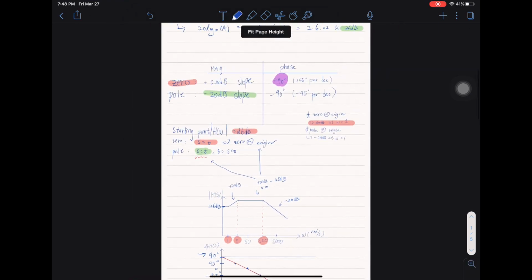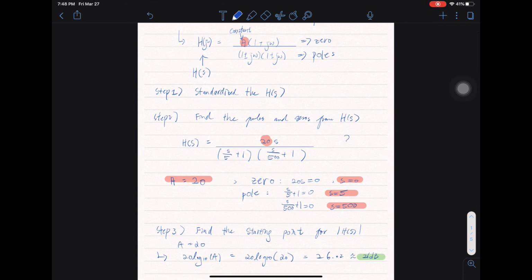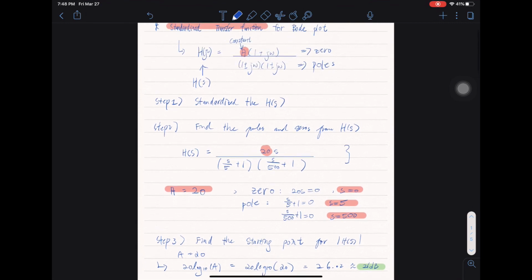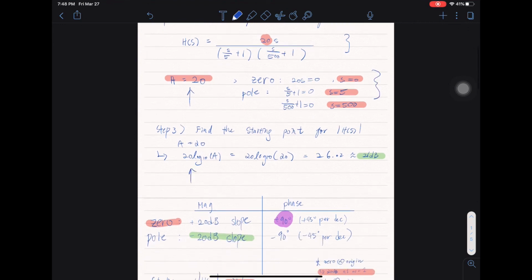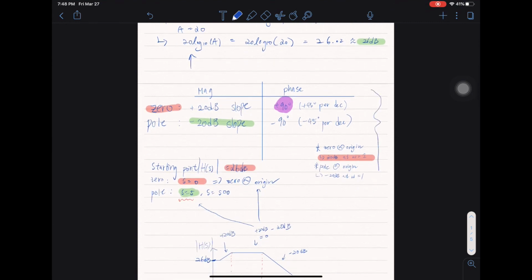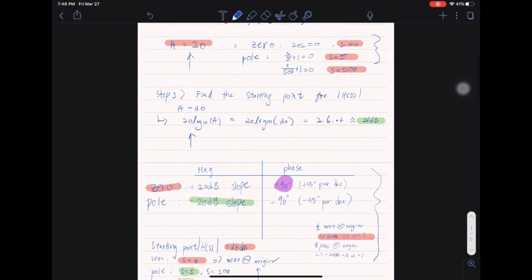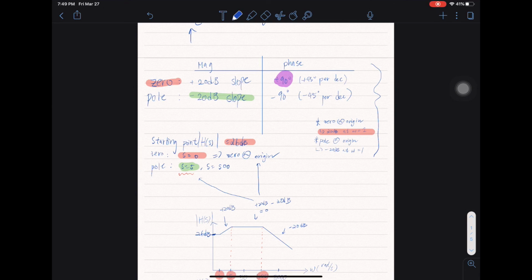So basically, I will just go through this again real quick. Basically, you want to find the standardized form first. Find A, find your poles and zeros, and then find your starting point with respect to A, and then follow the rules I have here. So since you have already found your poles and zeros, you can basically know, if you have a 0, if you have a pole, what you should be doing in the magnitude and phase plots.